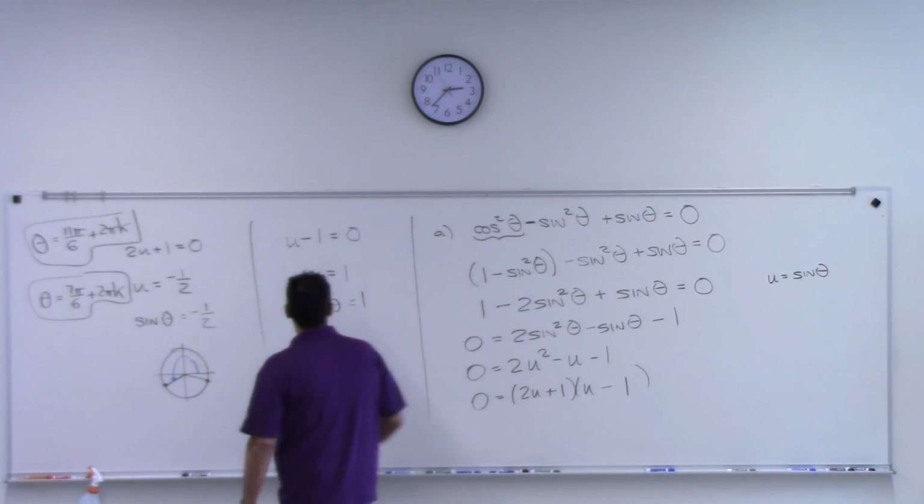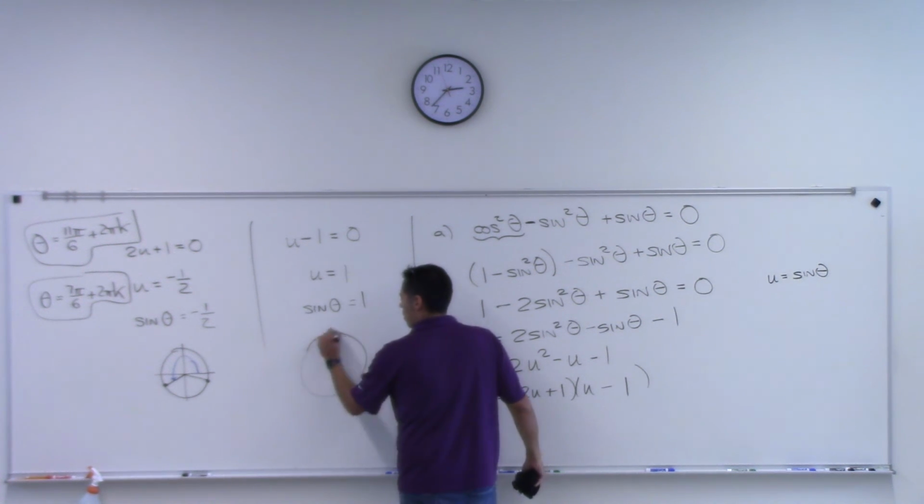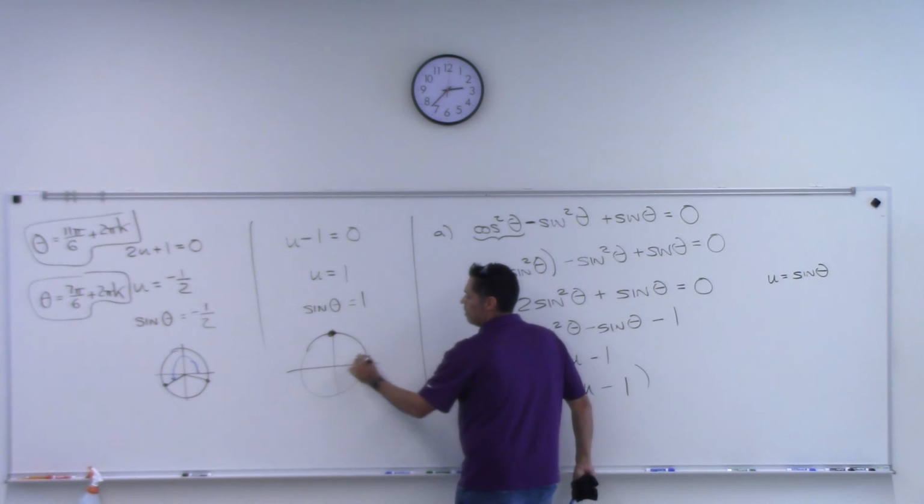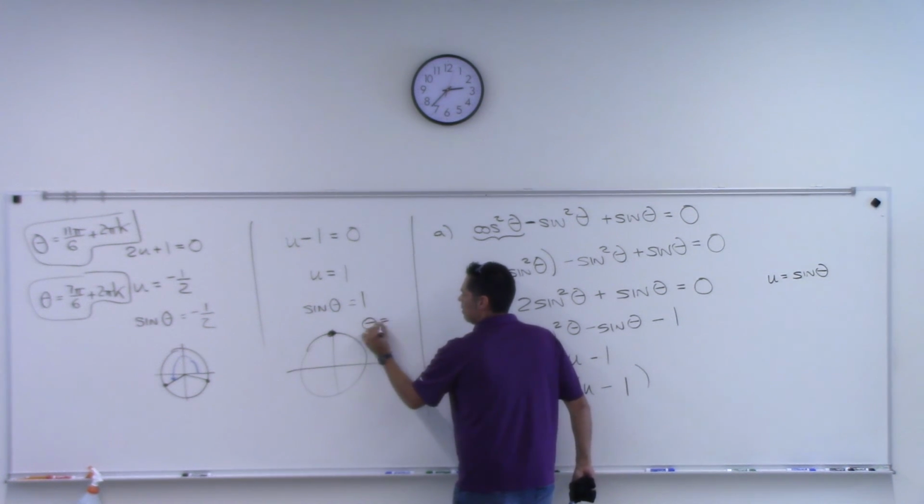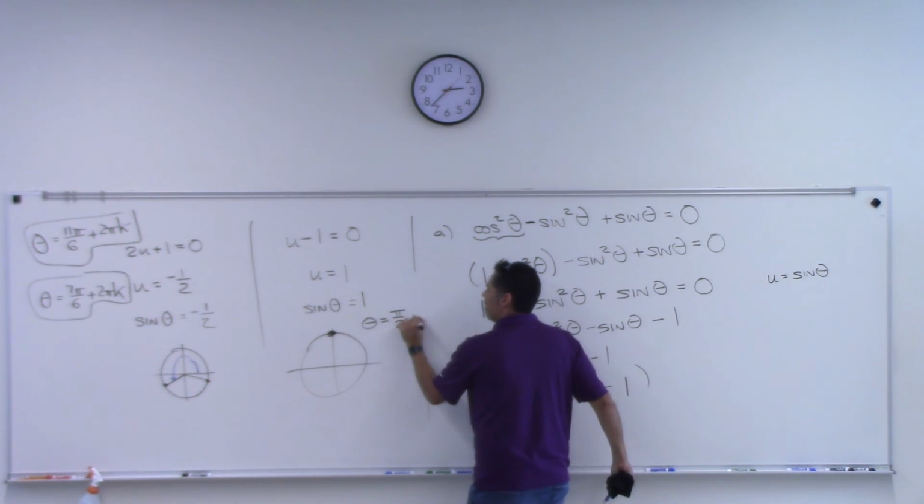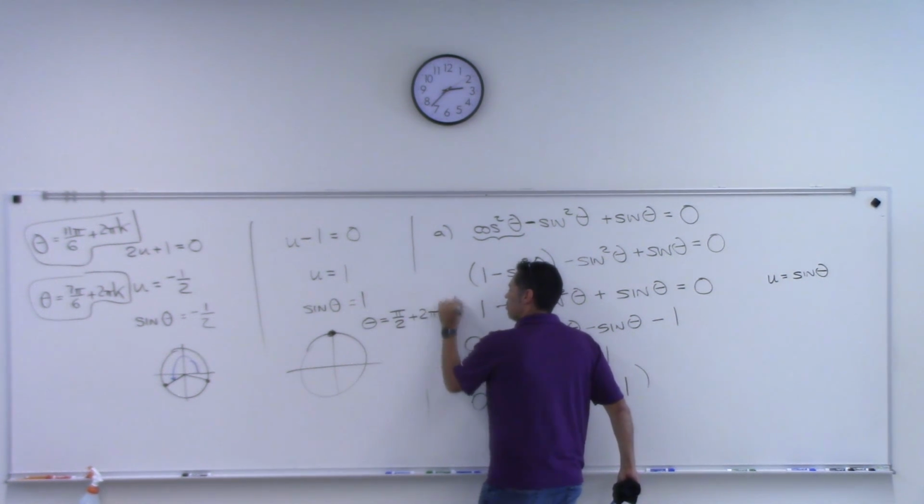But I'm not done here, right? I need this as well. Where's sine theta 1? Pi over 2, straight up. So that means theta must be pi over 2, and then all the way back around, 2 pi k.